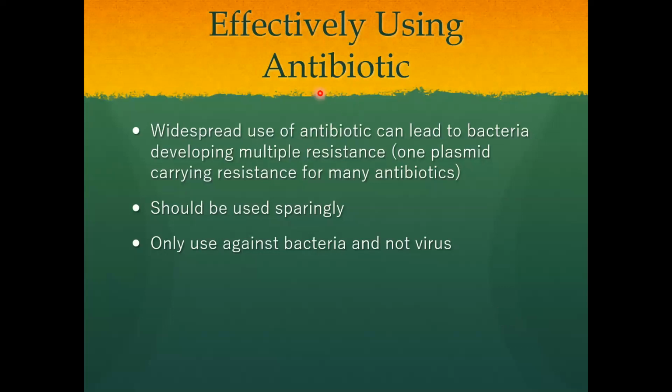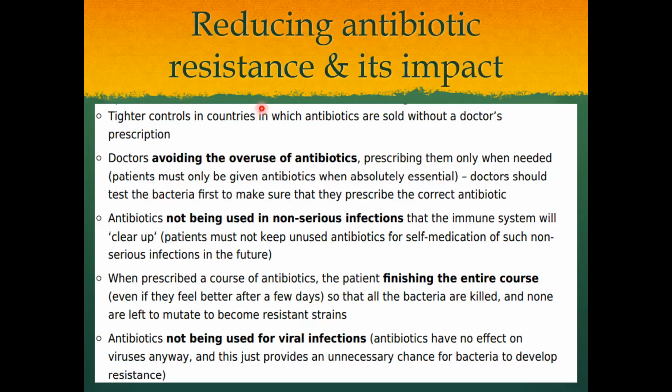So the widespread use of antibiotics can actually lead to multiple resistance. We just saw that, right? One plasmid can actually carry resistance for many antibiotics. So antibiotics should be used sparingly, only against bacteria, not viruses. Then how can we reduce this antibiotic resistance and its impact? Tighter controls in countries in which antibiotics are sold without a doctor's prescription.